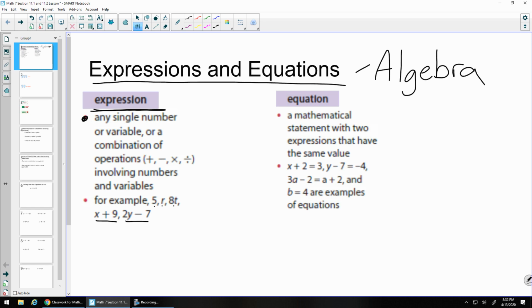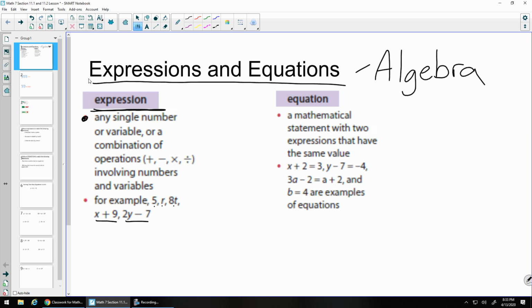They could be much longer. You could have 8x cubed plus 3y squared minus pi, x plus 2, whatever. They could go on forever. That's an expression, any combination of numbers and variables and operations. All of those are expressions.